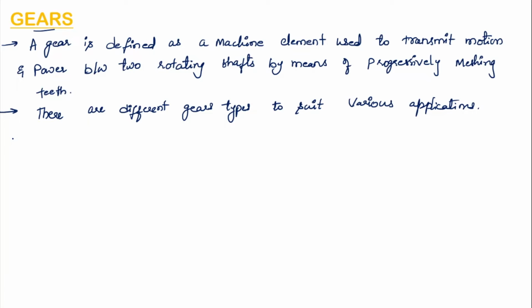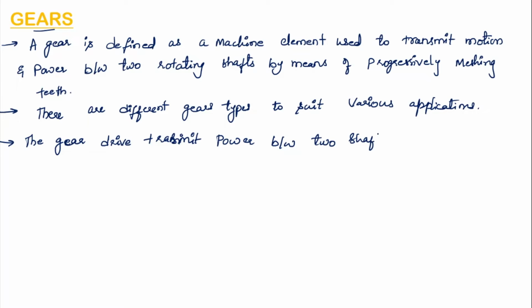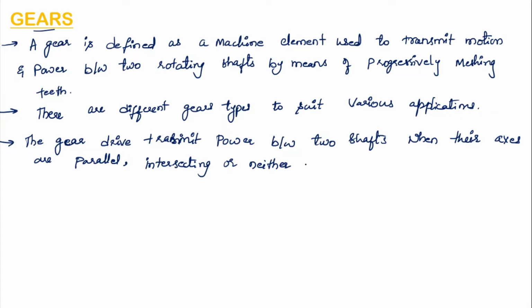The gear drive transmits power between two shafts when their axes are parallel, intersecting, or neither parallel nor intersecting.